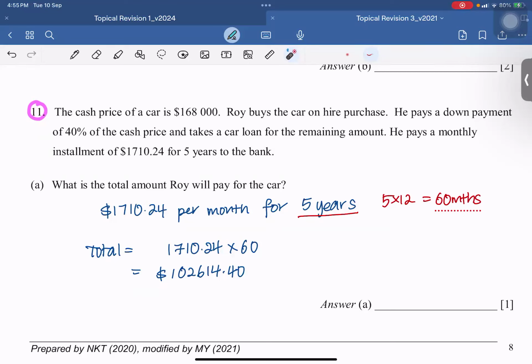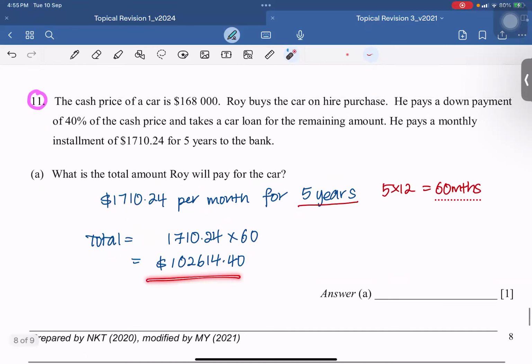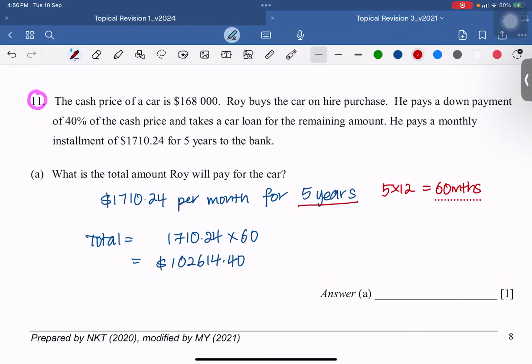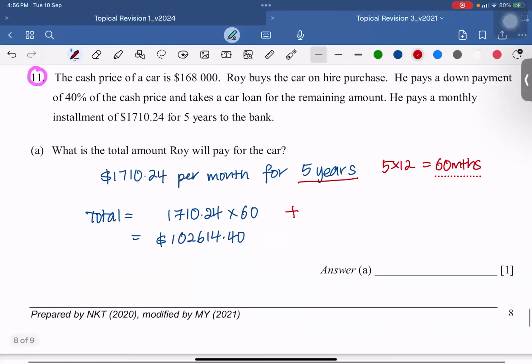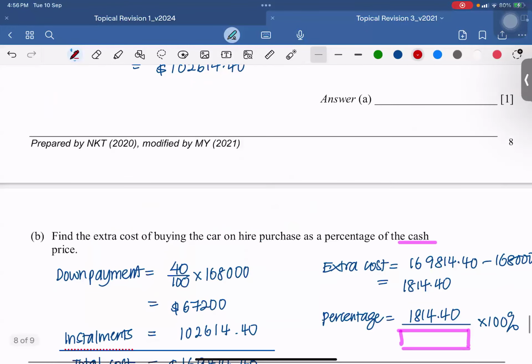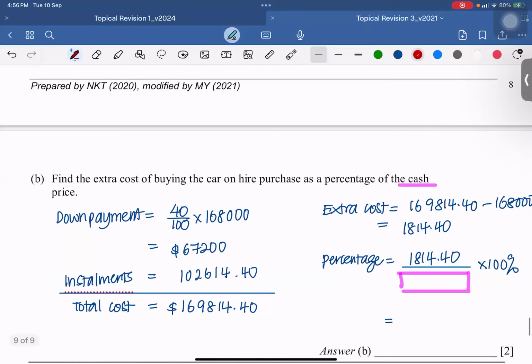Oops, but something is missing, right? Sorry. I'll need to pay for the car, this one. This is not my final answer, okay? A lot of students might write this as a final answer. What else did I pay? I paid a 40% down payment for my car. My down payment for my car, oh, I should have put this down here.